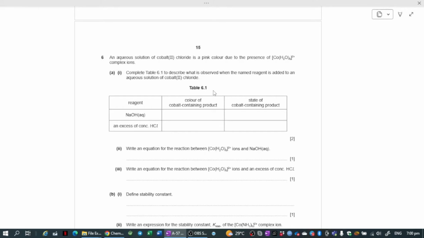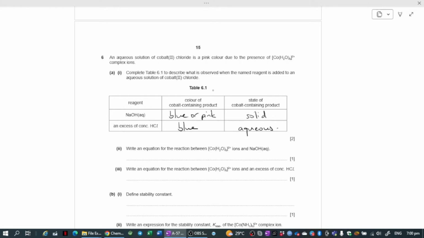So when sodium hydroxide is added, you can get two things. They did not specify if you add excess sodium hydroxide or not. You could get a blue or a pink solid, blue or pink. And in both cases, it's a solid product. When you add excess HCl, you get a blue solution, and it's aqueous, right? It's not liquid, it's aqueous, right?